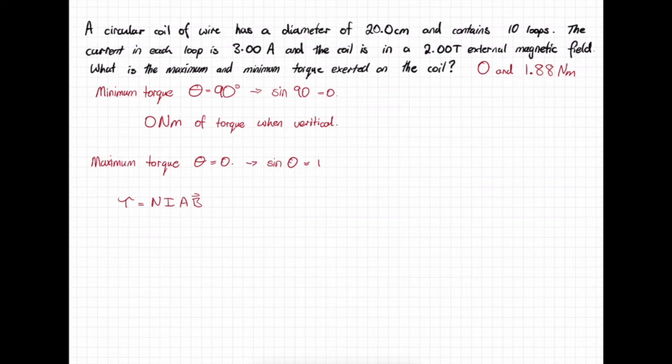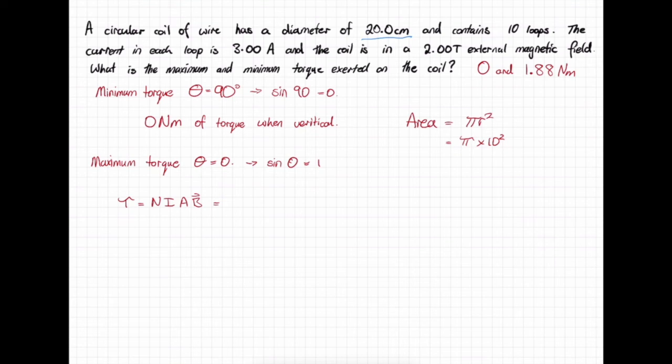So now we're going to figure out the area. We know that we have a diameter of 20 centimeters. So that means that it's going to be circular, and we're going to have a pi r squared area. So that's going to be pi times 10 squared, and that's going to be our area. So now we can just plug in our values into it.